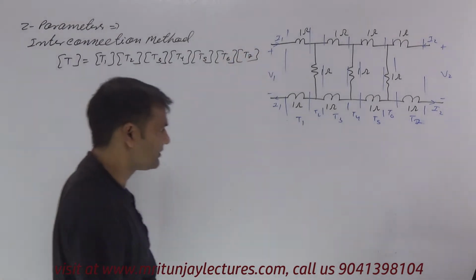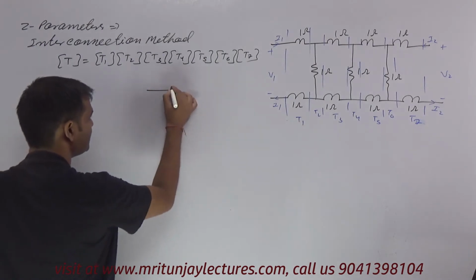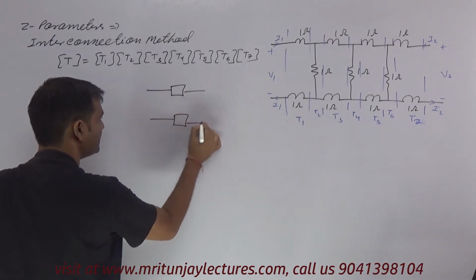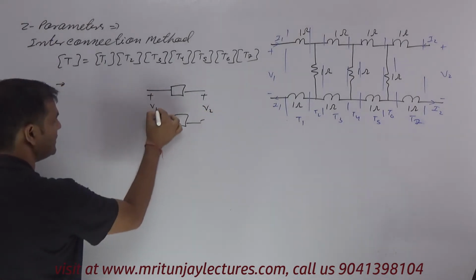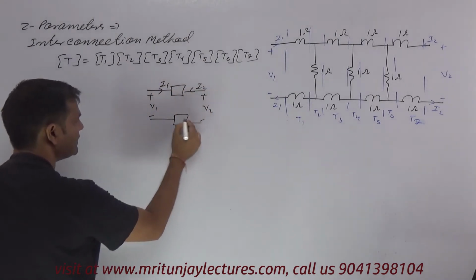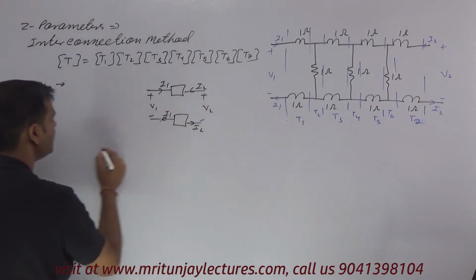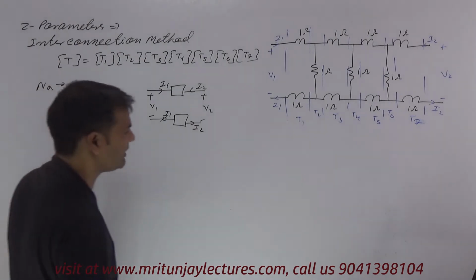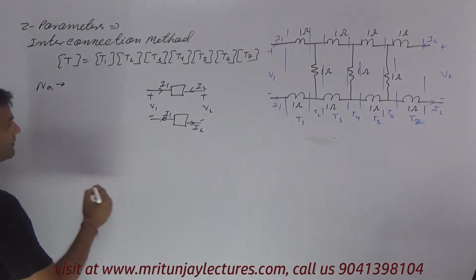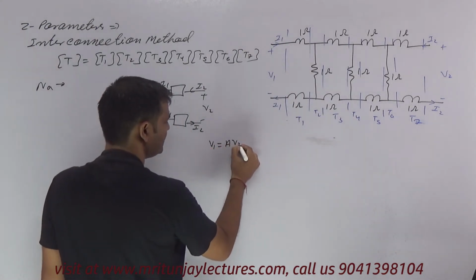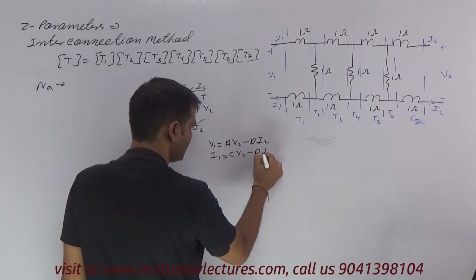First of all, develop the formula corresponding to this type of network and this type of network. This is Z1 and this is Z2. Here suppose that network NA, and here V1, I1, I2. What about the T parameter? T parameter means V1 is written as A into V2 minus B into I2, and I1 is written as C into V2 minus D into I2.